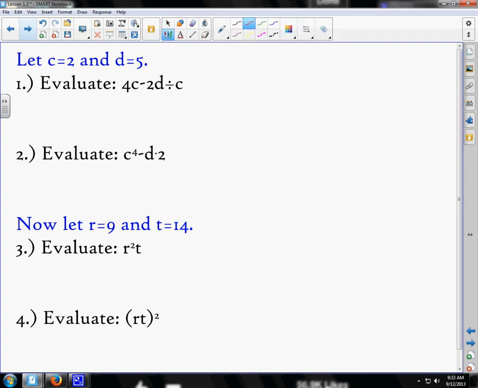All right, evaluate 4c minus 2d divided by c. So first I'm going to plug in my numbers. 4c is 4 times 2, which is 8, minus 2d, 2 times 5 is 10, divided by c, which is 2. So I plug in my numbers, I do some simplifying as I go, and then I can see I need to do this first. 10 divided by 2 is 5, 8 minus 5 is 3.